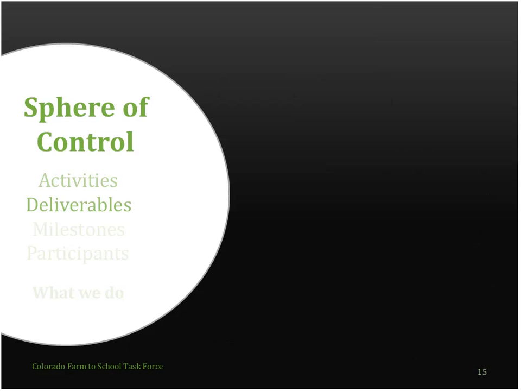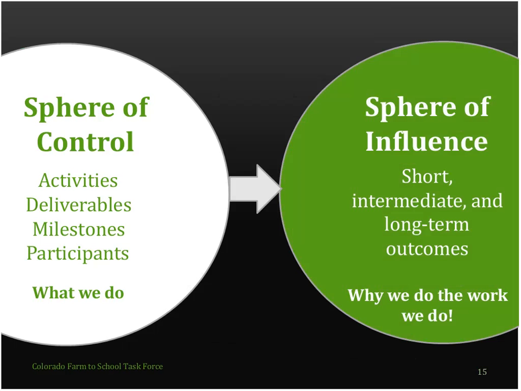Last week, we introduced you to several key concepts to better understand outcomes. We talked about the sphere of control, which are those things we have control over. These are the activities, deliverables, milestones, and outputs of our farm-to-school programs. These are the things that we do. It's our outputs. But it does not measure the reasons that we do the work we do.